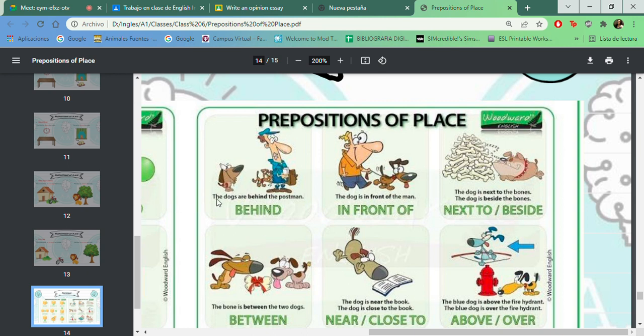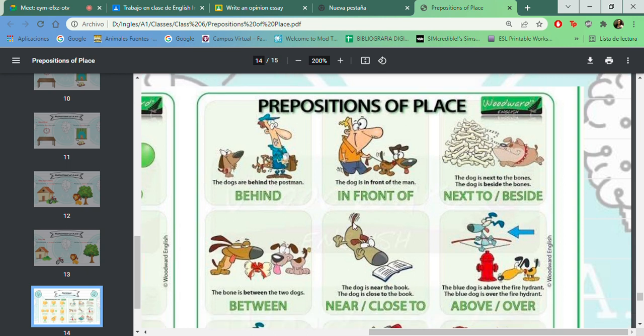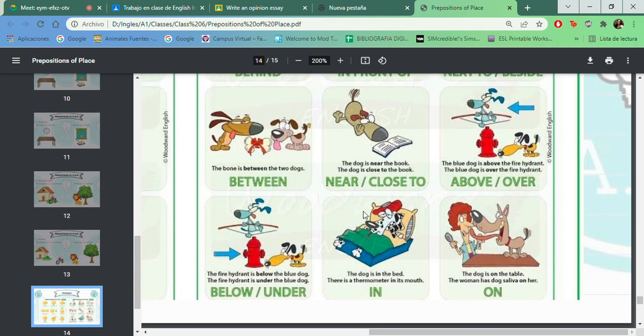But there is a noise, I don't know what it is. The dogs are behind the postman. Very good. Here we can hear this. The blue dog is above the fire hydrant. And the blue dog is over the fire hydrant. Very good.